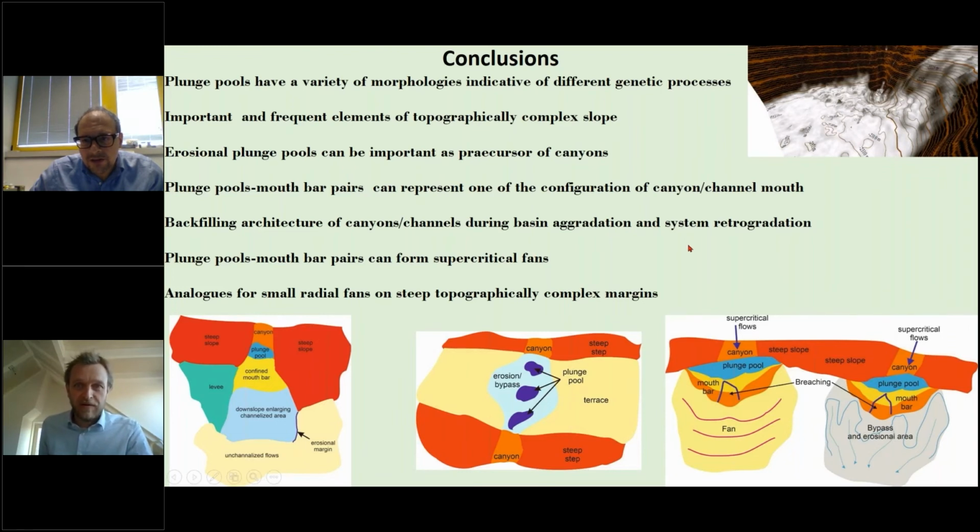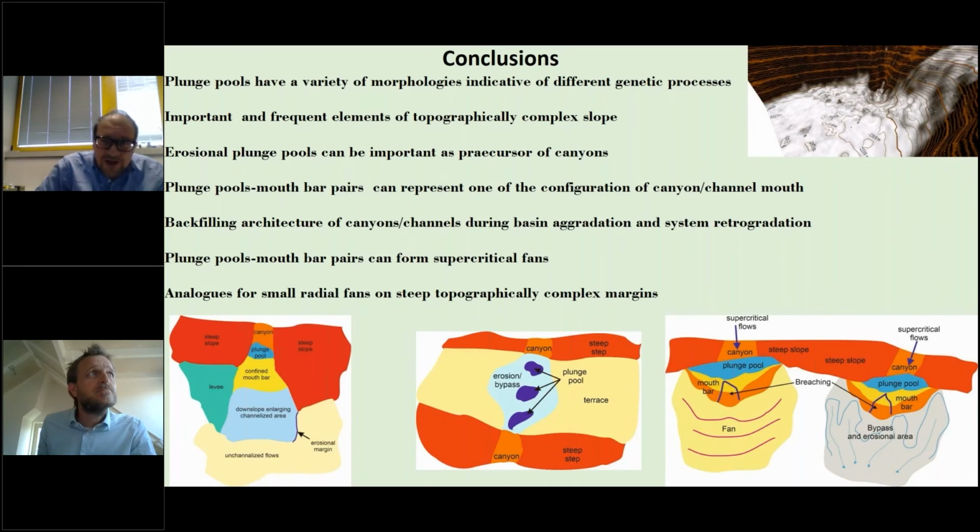We have a question coming from the audience by Erlanga Septama. Very interesting features. Is there any significant distinction that can tell the difference between a plunge pool and a common channel, either in the erosional base or the internal architecture or internal sedimentary succession?